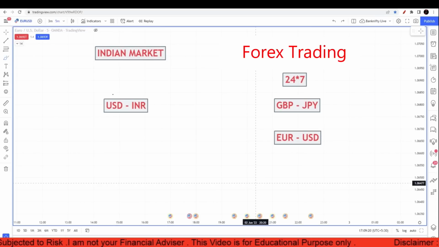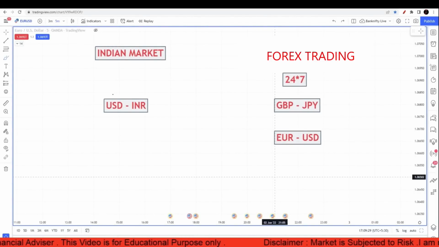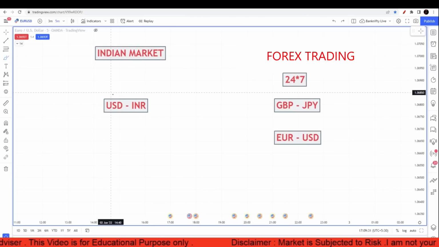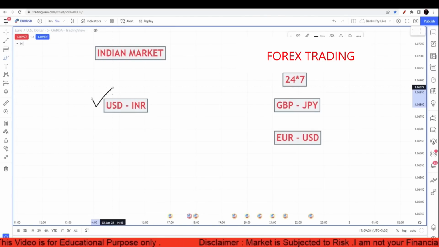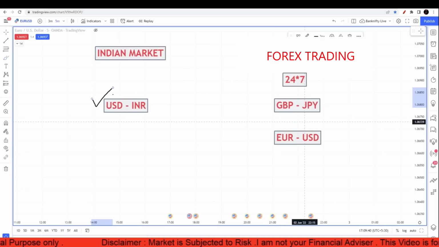In the morning, the Indian market is very volatile. Normally in the Indian market, the major thing people trade is USD INR. When you're trading USD INR, the time limit is not 24/7. In forex trading, there are a lot of pairings. Let me take two examples, because these are the major ones.